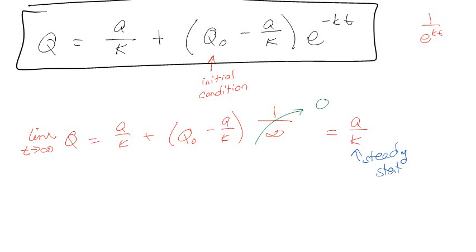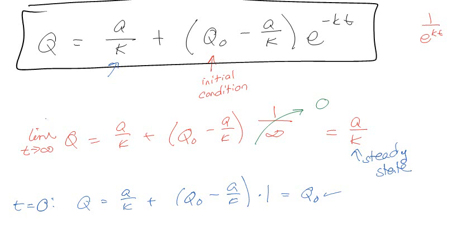And just to prove to you that this equation works, look at it at t equals 0. At t equals 0, we get A over k plus Q naught minus A over k times e to the 0, which is just 1. And if you see the A over k minus A over k, you do get Q naught. So that's your initial condition. So here back in your final equation, we see the steady state here.